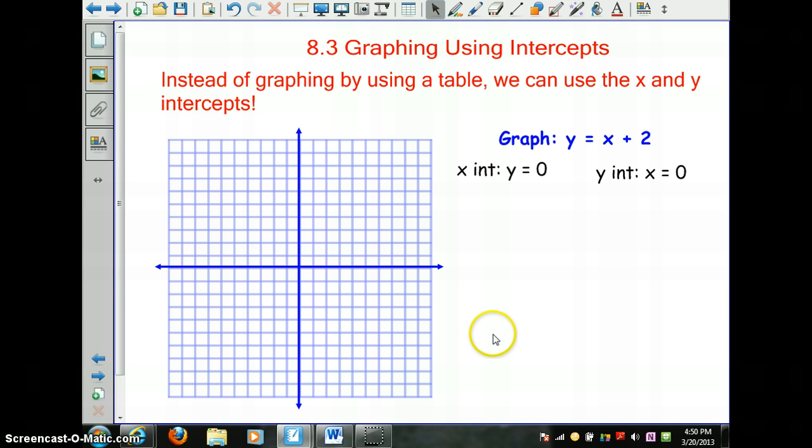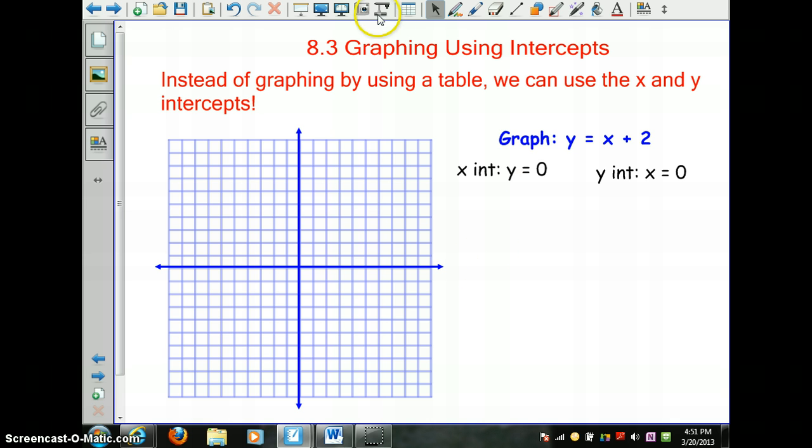Hey guys, I decided to add another video to the 8.3 for graphing using intercepts because I think this is another way to graph rather than using a table. And remember in class I said it's x-int and y-int. X-int meaning the x-intercept where it crosses the x-axis, and the y-intercept is where the line crosses the y-axis.